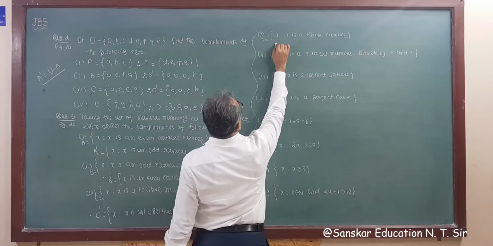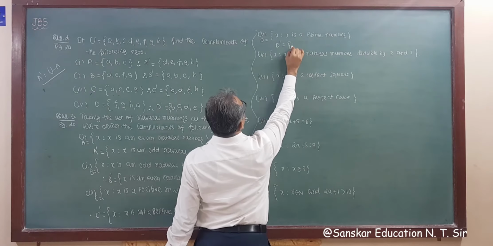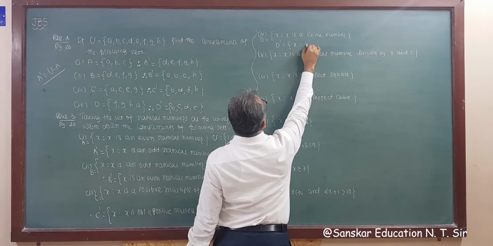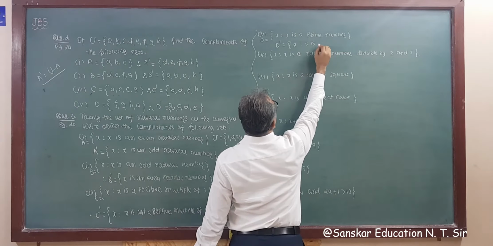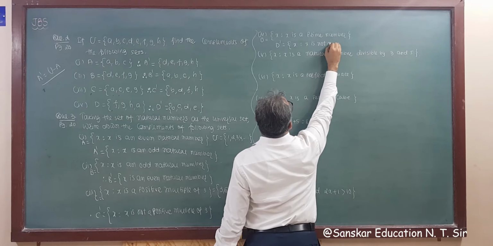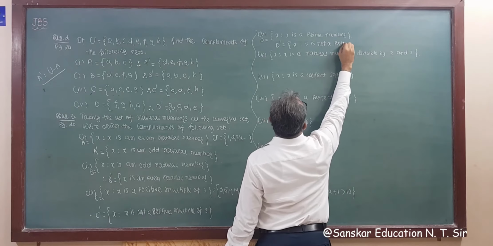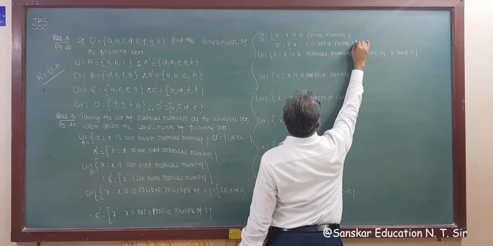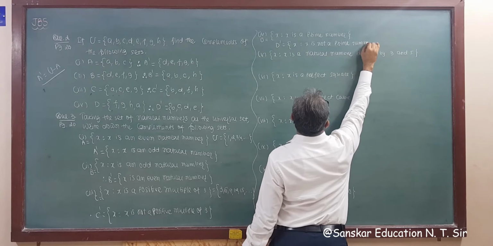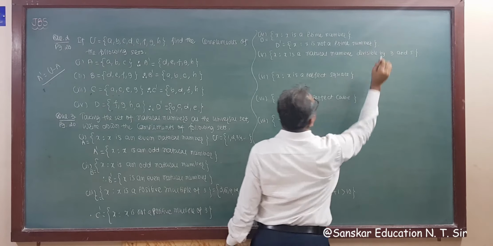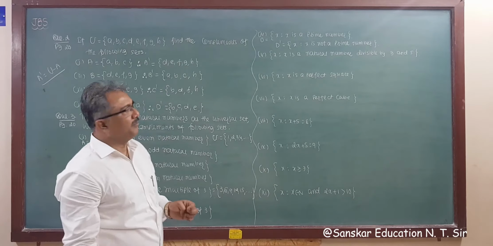So D dash will be x, where x is not a prime number. X is not a prime number, right?